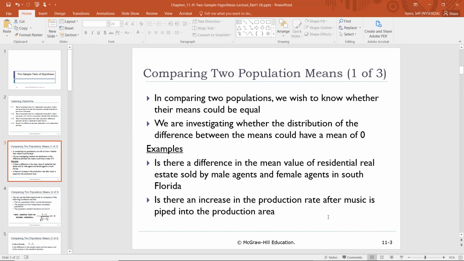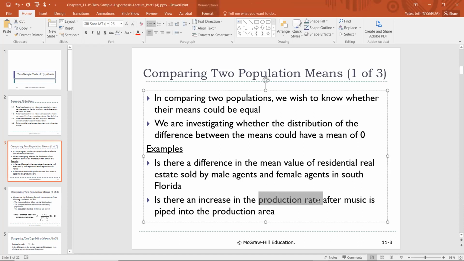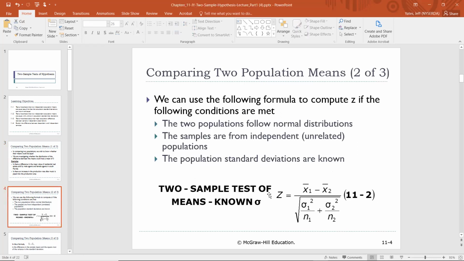And really, it's a hard one to measure if you want to look at satisfaction, but they want to know something very specific. You might want to know something very specific, like production rate. Are we getting more done now because of that? Right, so that might be an example.